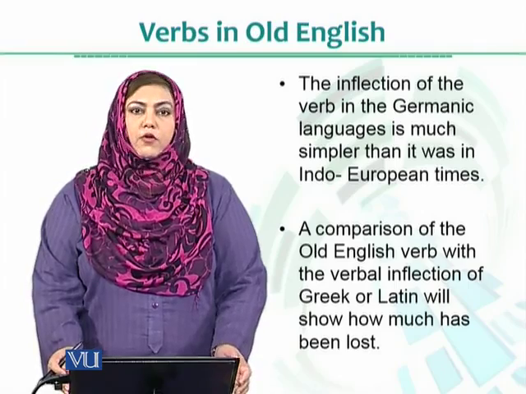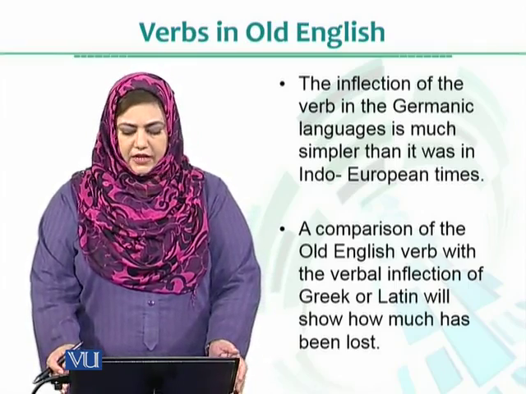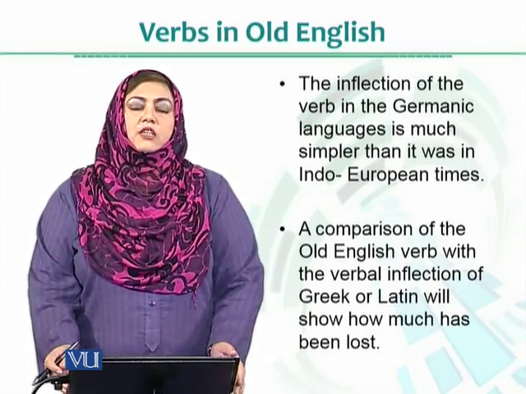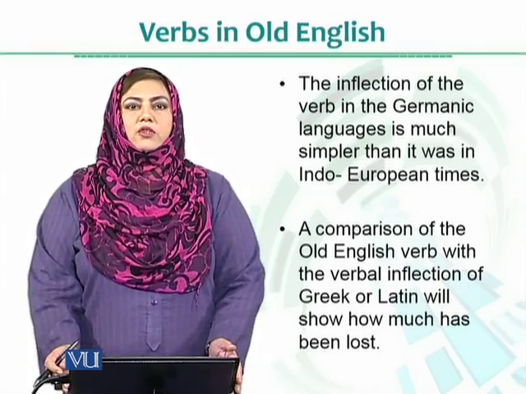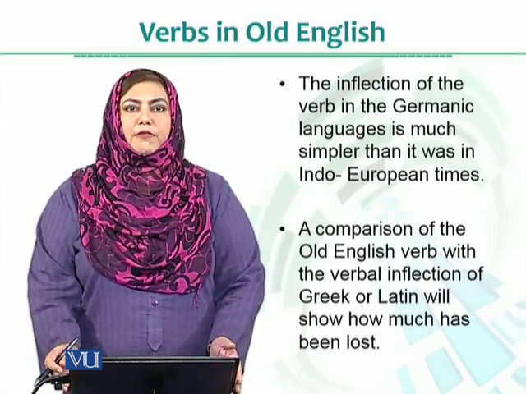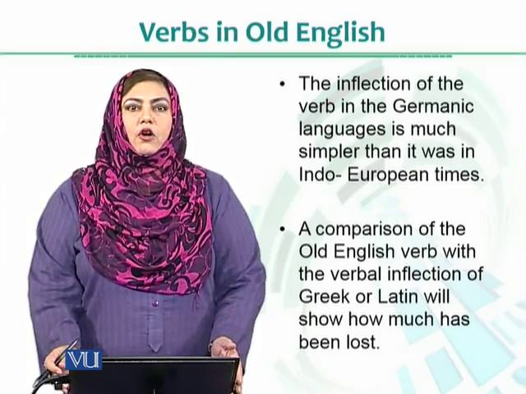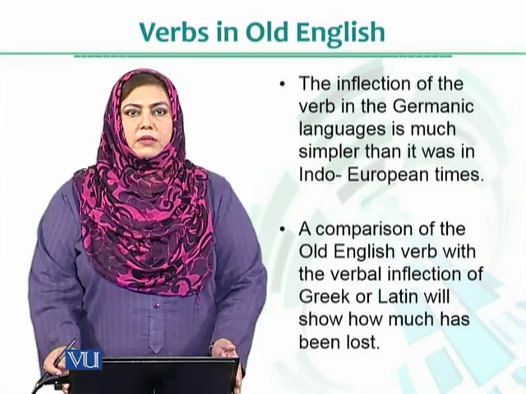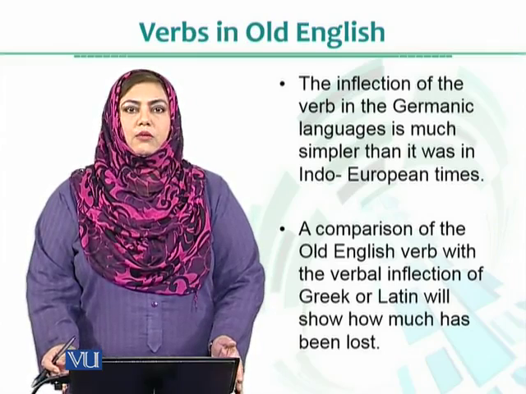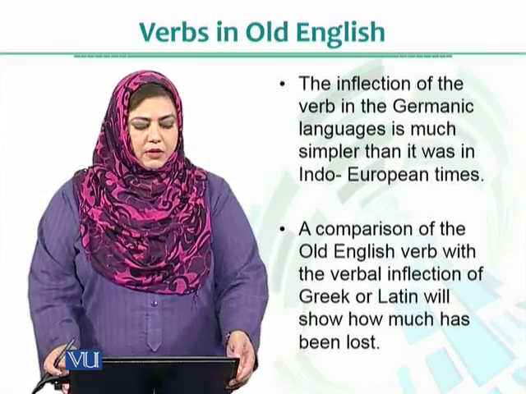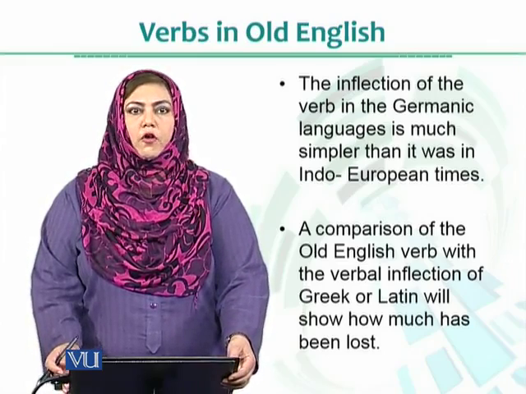A comparison of the Old English verb with the verbal inflections of Greek or Latin will show how much has been lost. So basically what I'm trying to convey to you is that Greek and Latin had a lot more inflections, which meant a lot more variety of forms of each verb. As compared to that, Old English had comparatively fewer inflections, thus a smaller variety of verb forms for each verb.